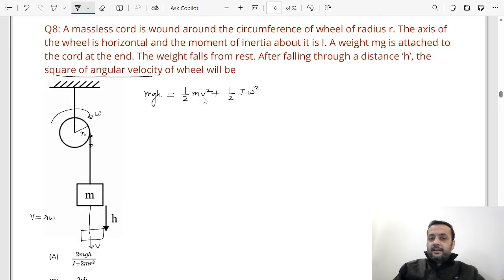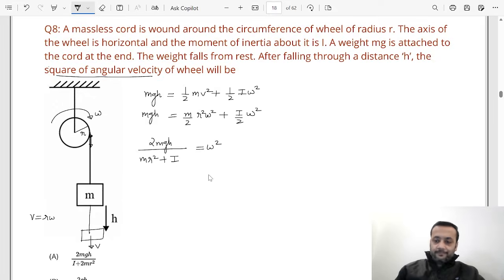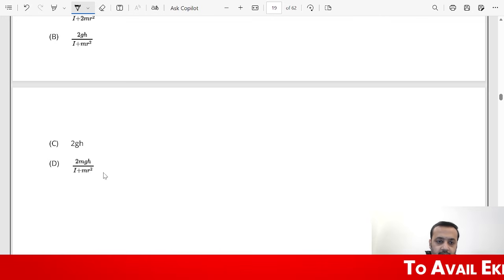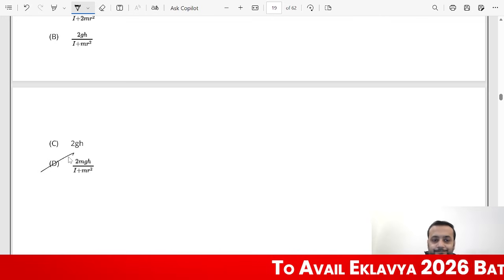Now from here we can write V as r omega. So that will become r square omega square plus I by 2 omega square, that is equals to mgh. So if you take 2 on the LHS, this becomes 2 mgh divided by mr square plus I. That will be the value of omega square. So I think 2 mgh divided by I plus mr square. So option D, I think option D matches perfectly. Okay.